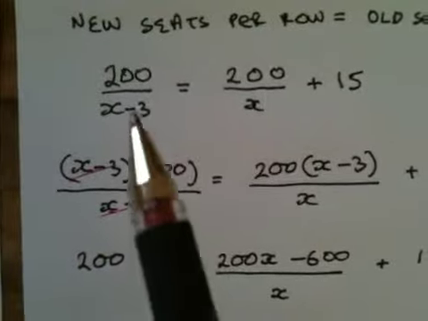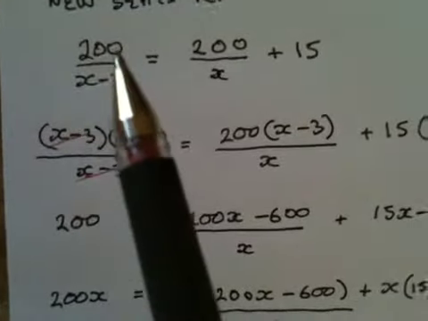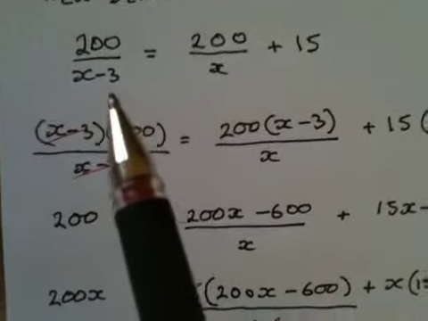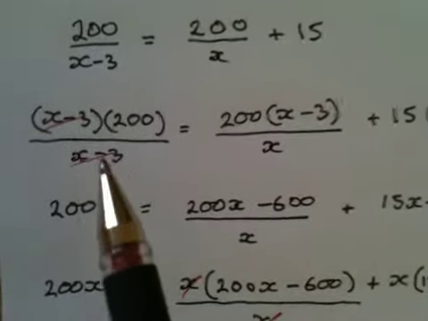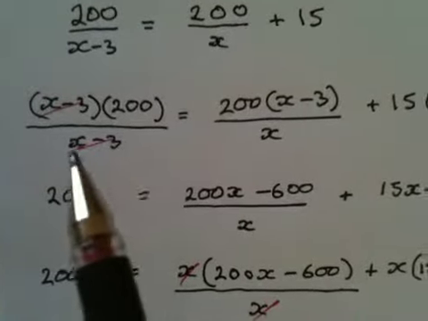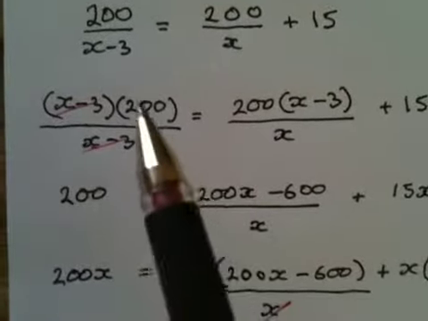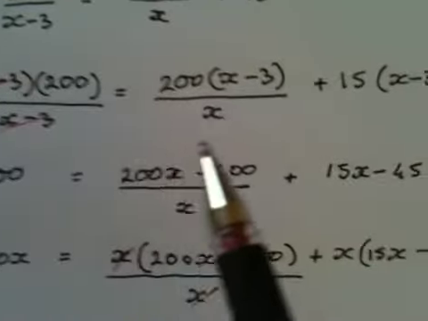So here I've done it. I've multiplied everything in this equation through by X minus 3. So 200 all divided by X minus 3 multiplied by X minus 3 gives us this here. Now we can cancel the X minus 3 above and below, and that just leaves us 200, which is what we wanted to do. We wanted to get rid of X minus 3.